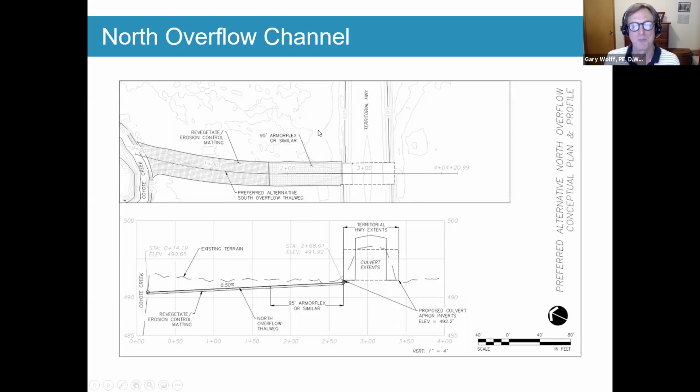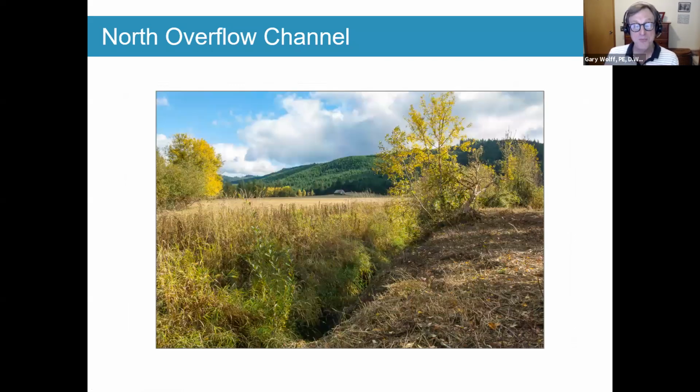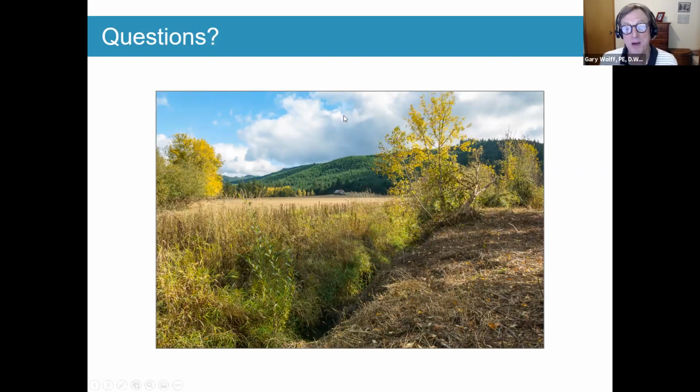And it would just blend in really nicely with the floodplain and the downstream of the bridge there. So that, ladies and gentlemen, is my presentation.